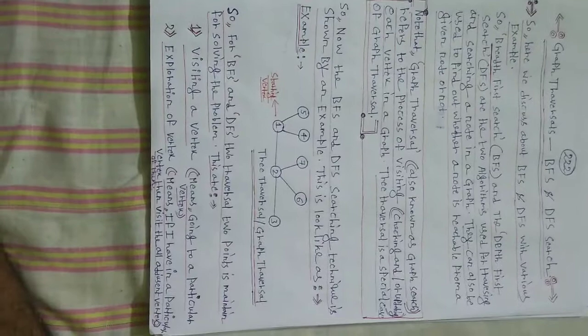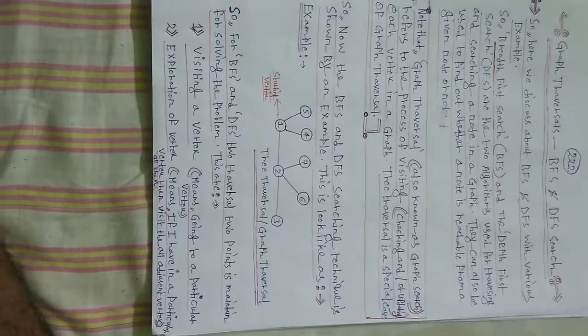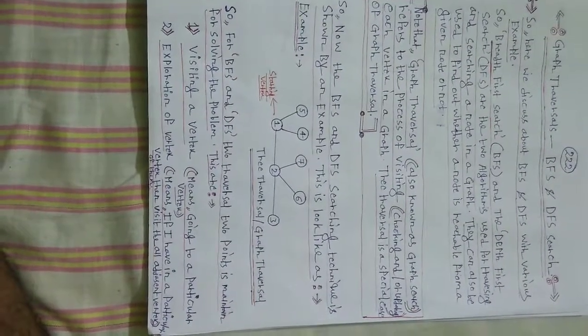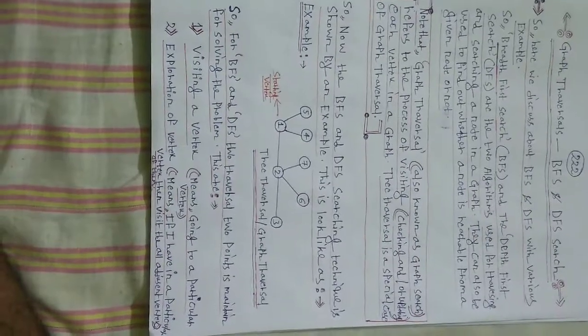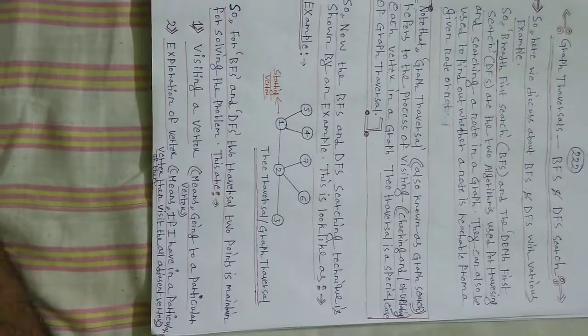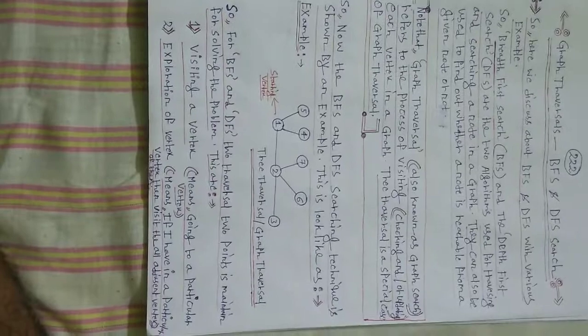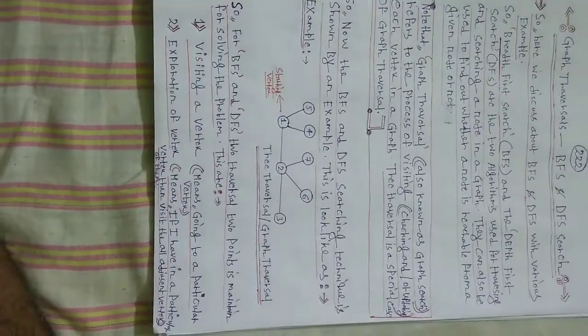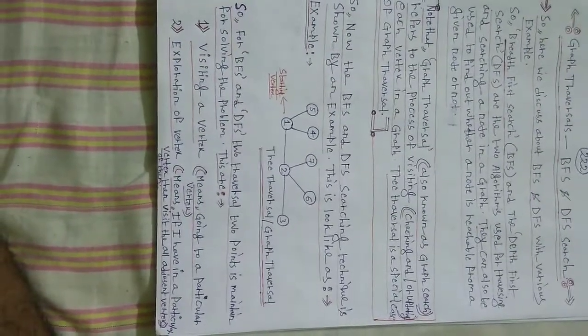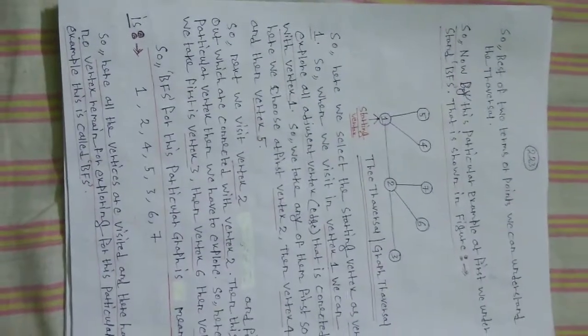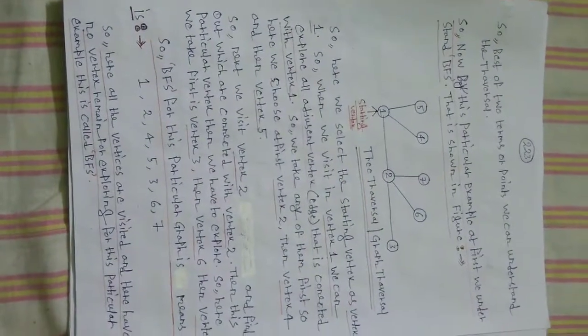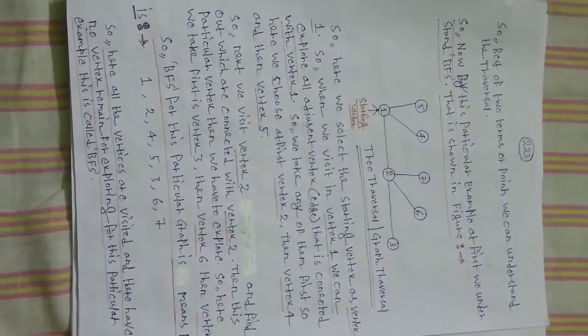For BFS and DFS, two points are maintained for solving the problem. These are visiting a vertex, that means going to a particular vertex, and exploration of a vertex, which means if I am in a particular vertex, then visit all the adjacent vertices or edges of it. Based on these two terms or points we can understand the traversal.